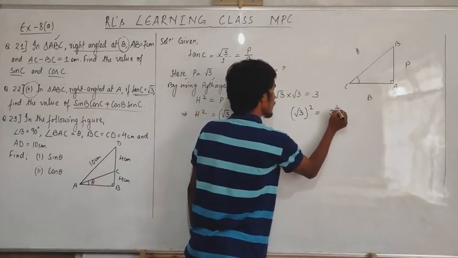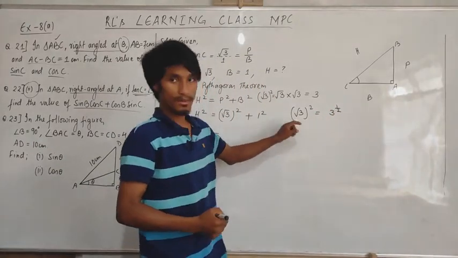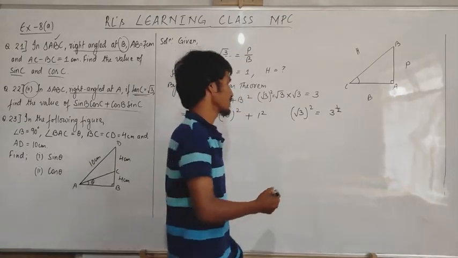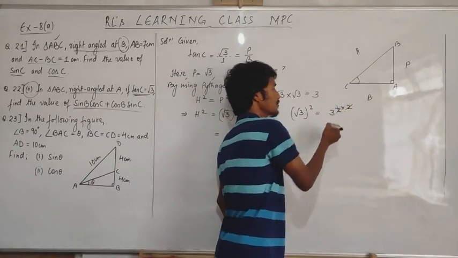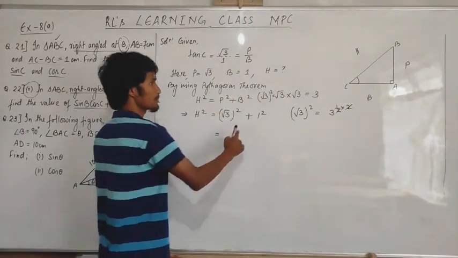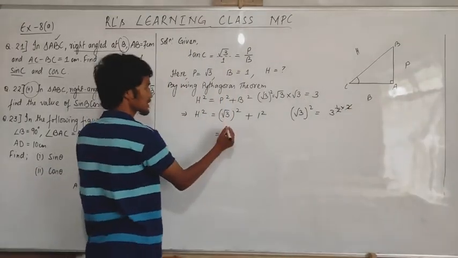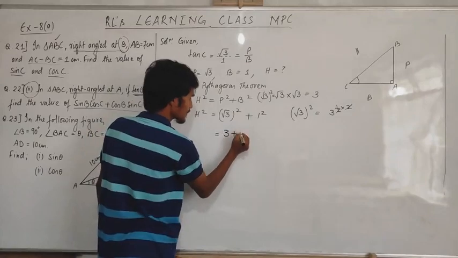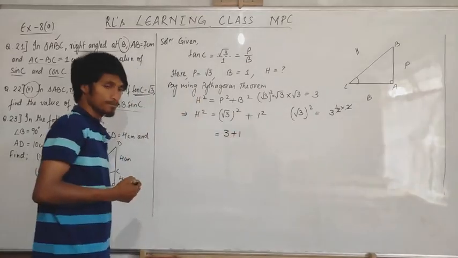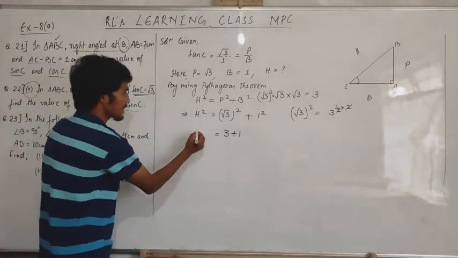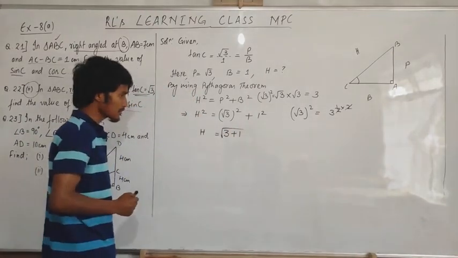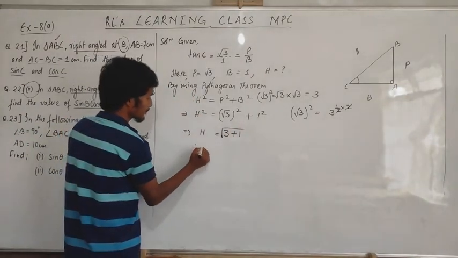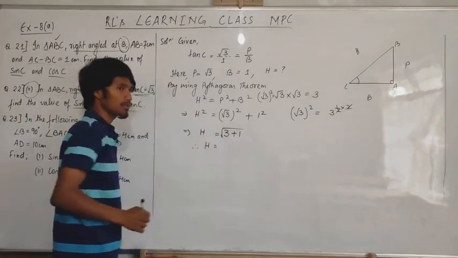Root 3 whole thing square means 3 to the power 1 by 2, because root is a power of 1 by 2, then into this 2 here. Then 2 and 2 cancel and only 3 is left. So here root 3 whole thing square, we got 3. Then 1 square is 1. Then this h square, if I take it to this side, will change to square root. Therefore h square is equal to 3 plus 1, which is 4.